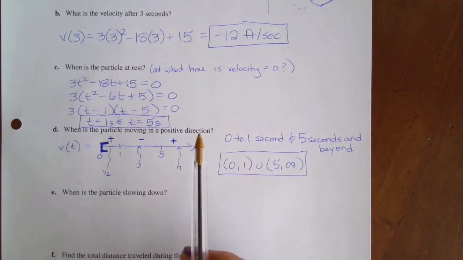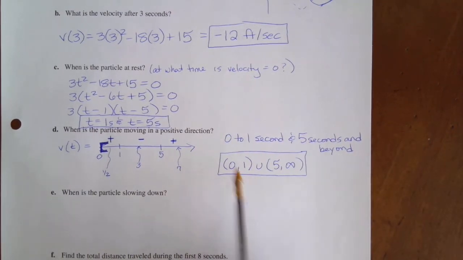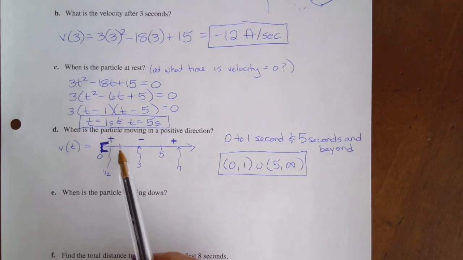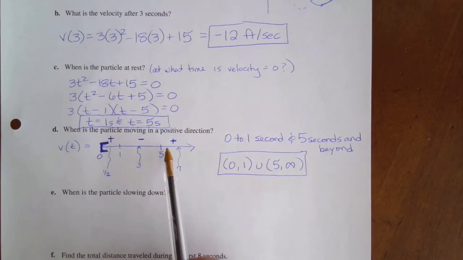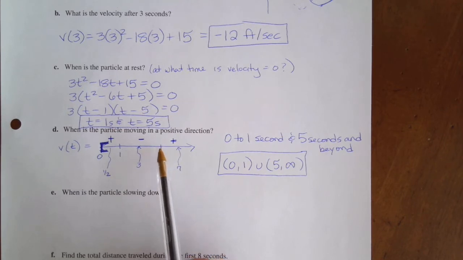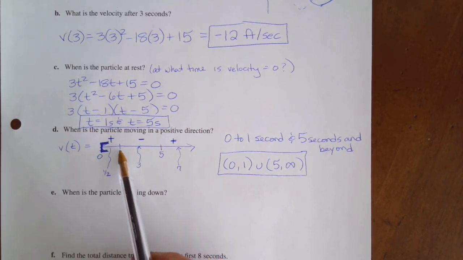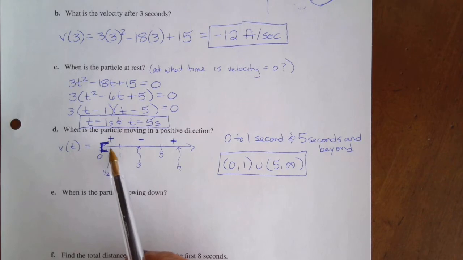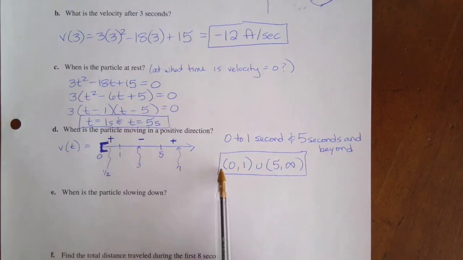Now, remember when you do intervals, we're not including these. Why can't we include those? Because those are where it equals 0. Okay, it's where it was equal to 0. 0 is not a positive or negative number. Okay, so we need to go parentheses.